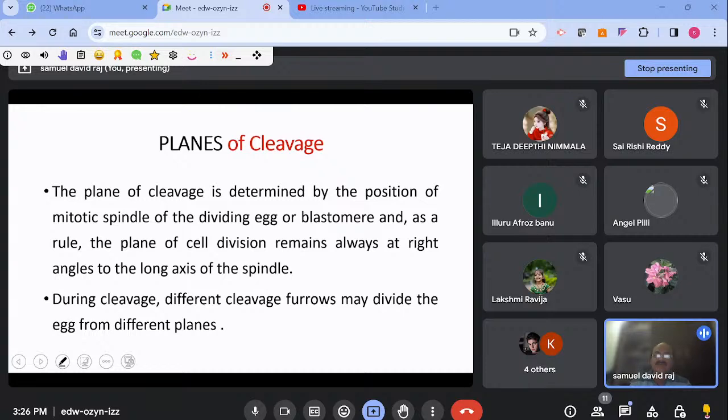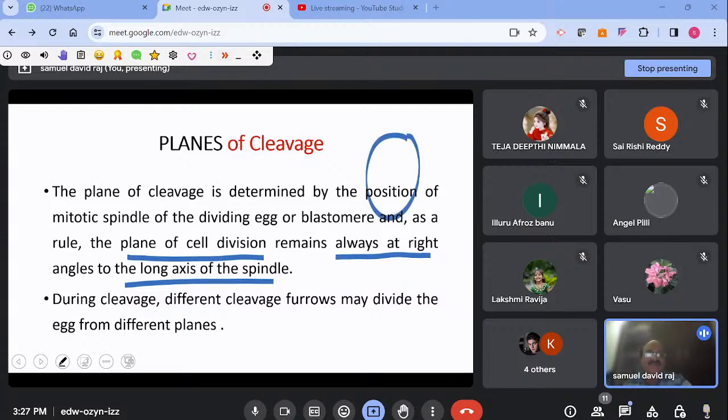Now let us come to the planes of cleavage. The plane of cleavage is determined by, first thing, the position of the mitotic spindle of the dividing egg, or we can also call it, after the egg divides it forms blastomeres. That means the position of the mitotic spindle of the dividing egg or blastomere is responsible for determining the plane of cleavage. Okay. As a rule, the plane of cell division remains always at right angles to the long axis of the spindle.